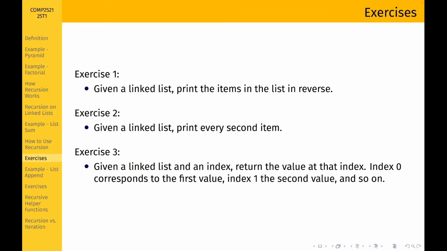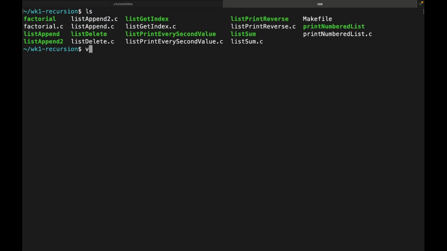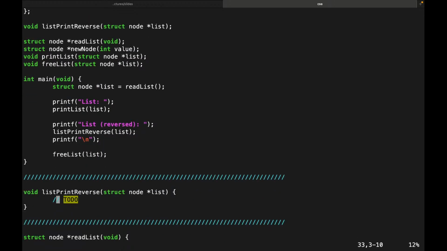Okay, so here are some exercises that we can go through. So first of all, given a linked list, let's try and print the items in reverse. So let's try and program this. List print reverse. And really think about this for a second.